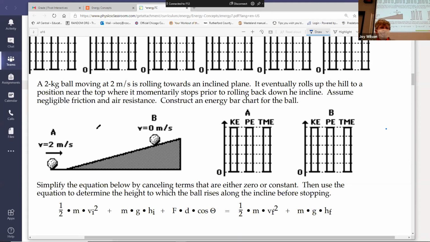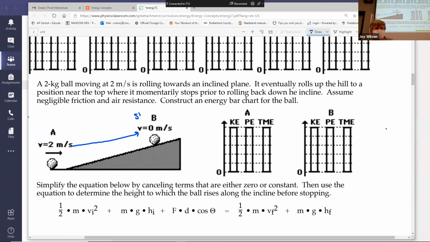All right, so a 2 kilogram ball moving 2 meters per second is rolling towards an inclined plane. It eventually rolls up the hill to a position near the top where it is momentarily stopped prior to rolling back down. So it's going to roll up the hill, stop, and then roll back down the hill. So construct a bar chart.